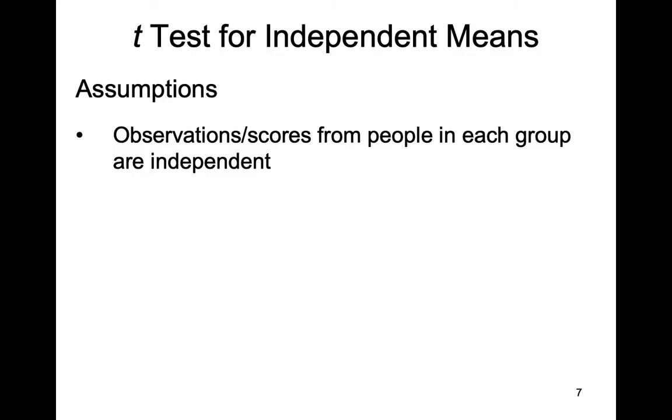A third assumption is that observations from people in each group are independent. So what one person does in group A has no bearing on what somebody does in group B. How men score on an exam in stats class has nothing to do with how women score on the stats class. So these groups really must be independent. Their scores have nothing to do with each other.